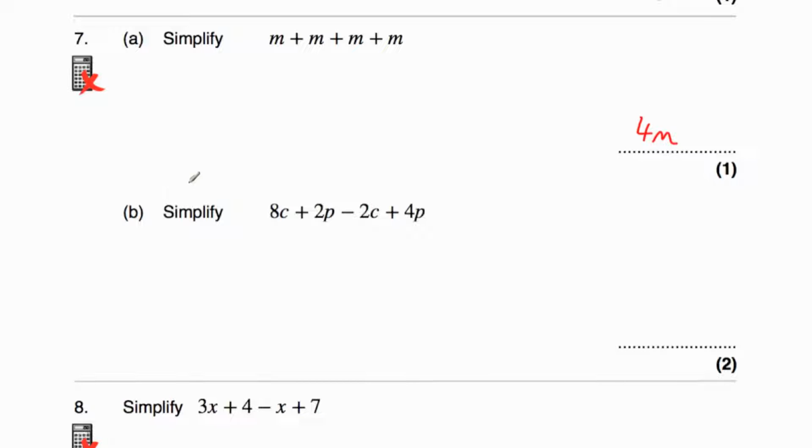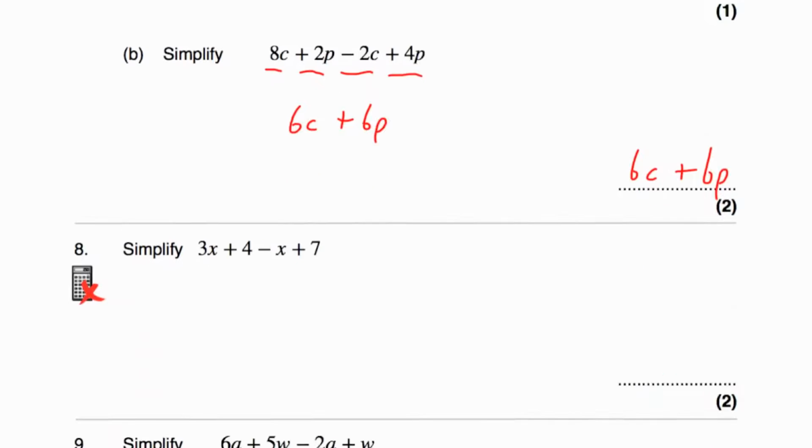And question 7b says simplify 8c plus 2p take away 2c plus 4p. So in this question, let's deal with our c's first of all, and then deal with our p's afterwards. So our c's, we've got 8c take away 2c. Well, if we've got 8c and we take away 2c's, that will leave us with 6c. So we've done our c's, now let's deal with our p's. We've got positive 2p, add another 4p. Well, 2p plus 4p is 6p. So our answer is 6c plus 6p. And we can't add those together because they are different letters, and that's it.